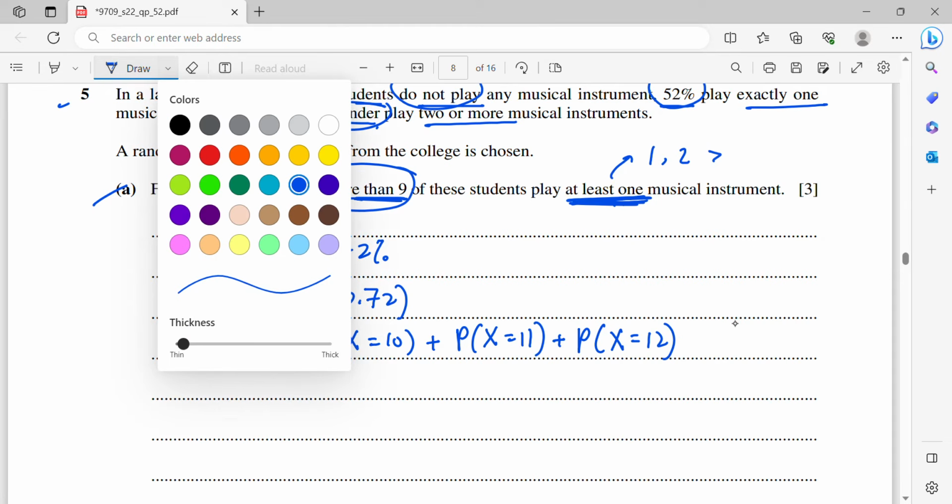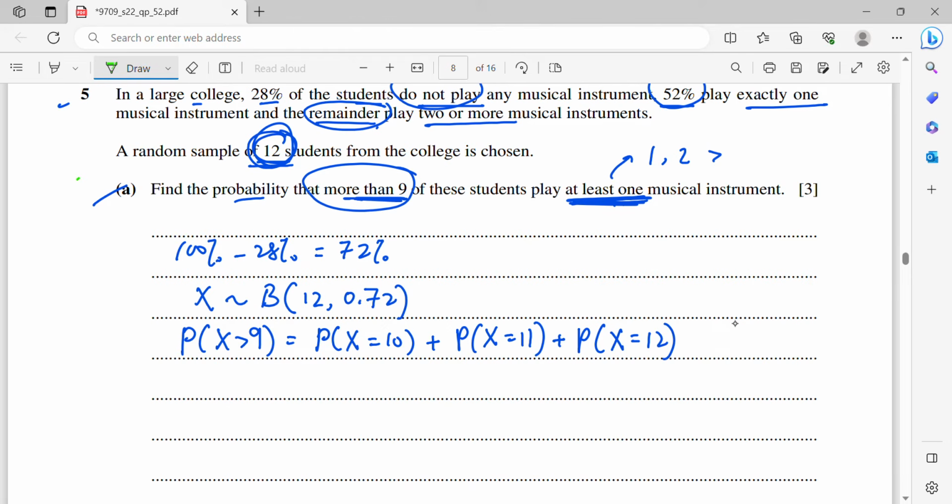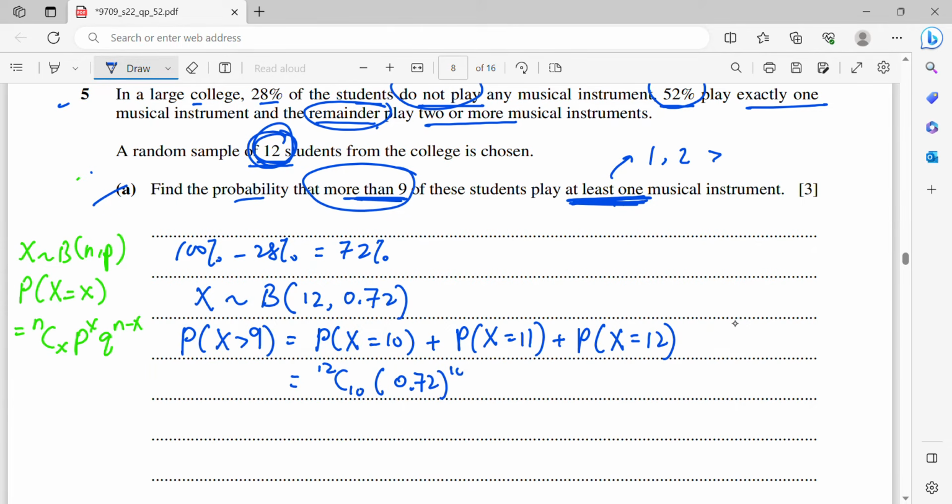Okay, so now for your information, X is binomial(n, p). The probability of getting small x will be nCx p^x q^(n-x). This is the probability, so I'm going to use this formula for the calculation. So I will get 12C10, where 0.72 is the p, raised to the power 10, and the q will be 28%.